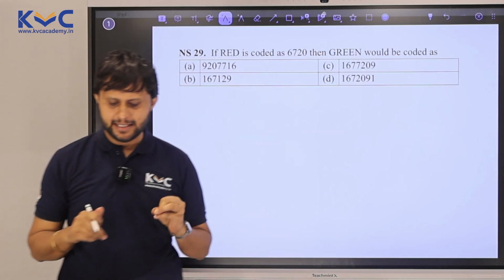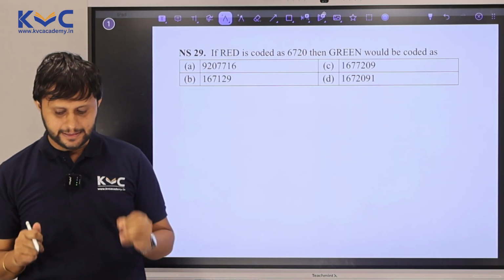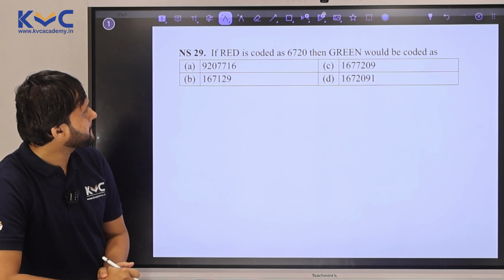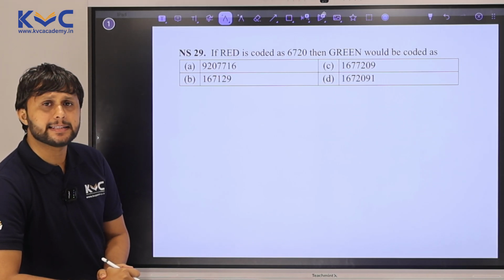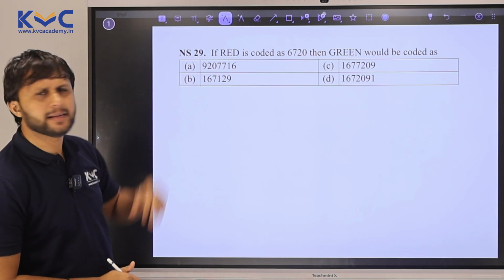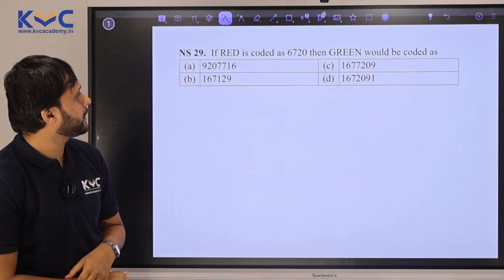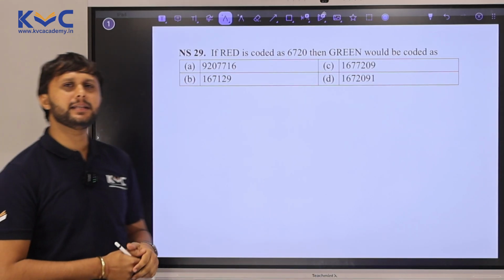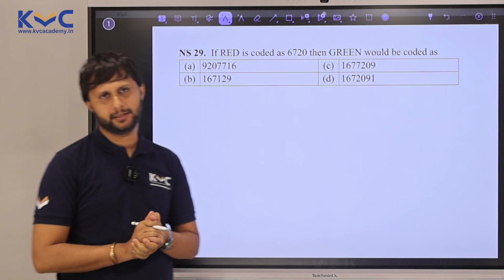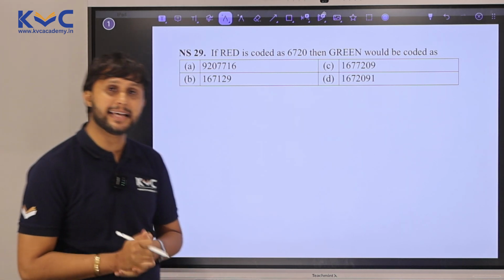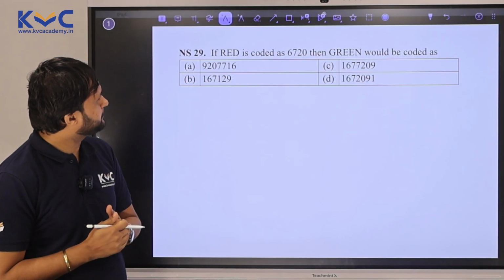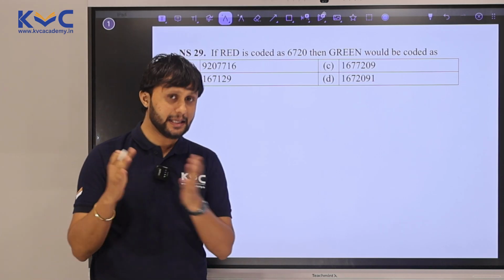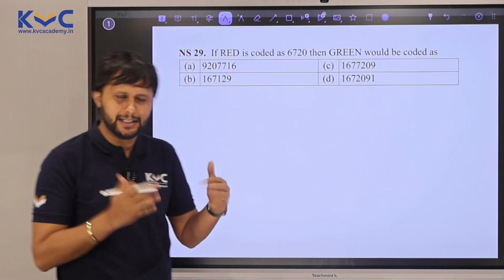If red is coded as 6720, green is coded as... Any connection that you see? 6720. D's number is how much? 4. Okay, but we don't have 4 over there. We have a 6 somewhere. Let's see. What is E equal to? Normally E is equal to 5. Correct, but do we have 5 over here? No, we have 7. Next we have R. R's normal number, T is 20, we know. R should be 18, 2 letters before that.